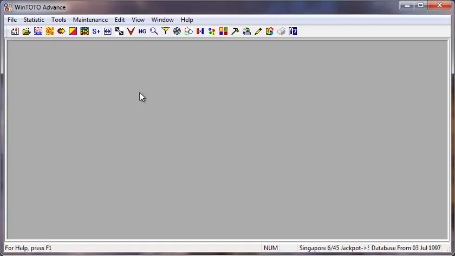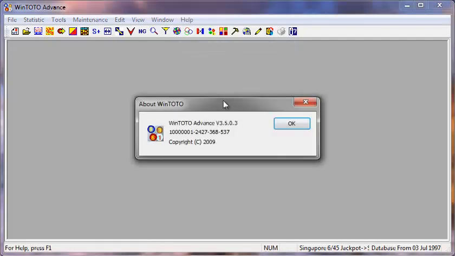Okay, now before we start to talk or discuss total numbers, I'd like to announce to all of you that if you have got WinToto Advance, all you need to do is click on Help, Check About WinToto Advance. You can see for yourself that our current WinToto Advance version is 3.5.0.3. So please take a close look at this number. In other words, if you have got WinToto Advance in hand, you must take a close look at this particular number to see whether you are having the latest version.